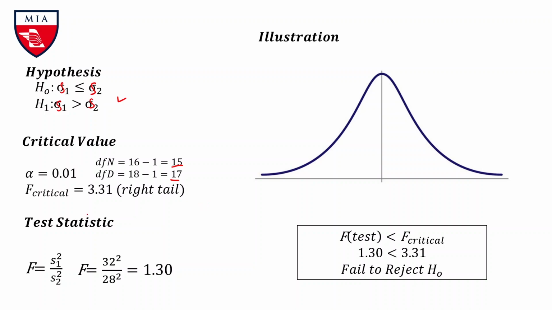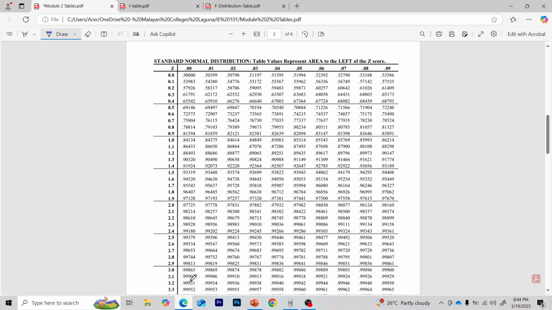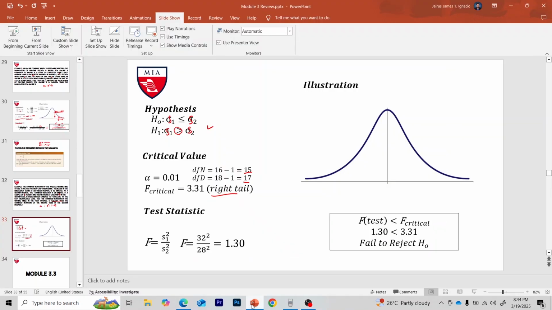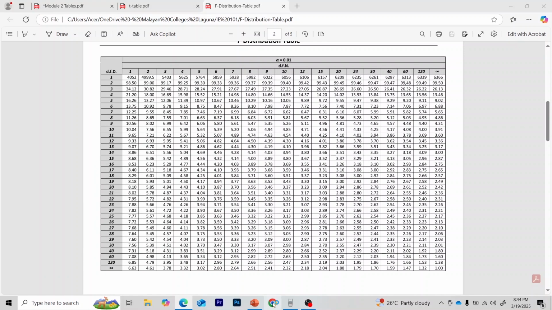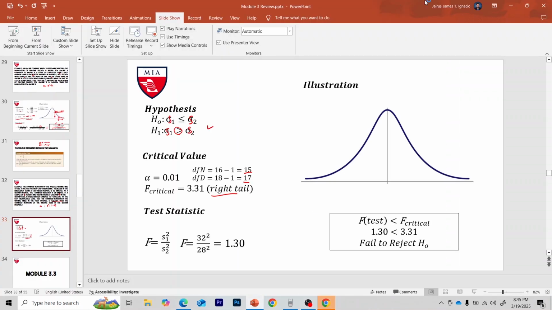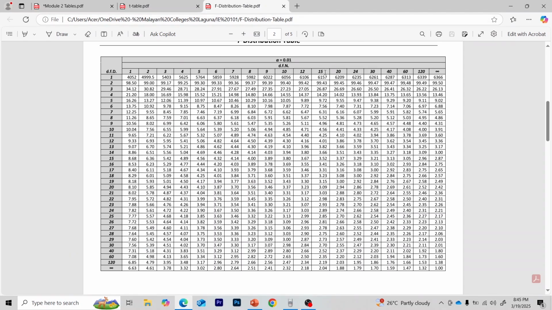So for the F critical, in order for us to find the F critical, we will use the what? F distribution table. So this is a right-tailed test because we have the symbol greater than. So let's use the F distribution table. Okay. So our alpha is what? 0.01. So let's look at 0.01. Our DFN is 15 and 17 for the DFD. So DFN is 15 and our DFD is 17.